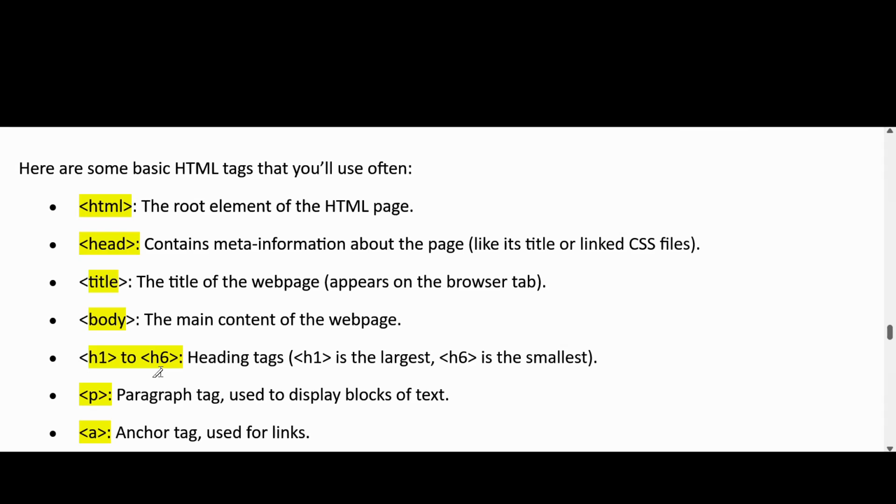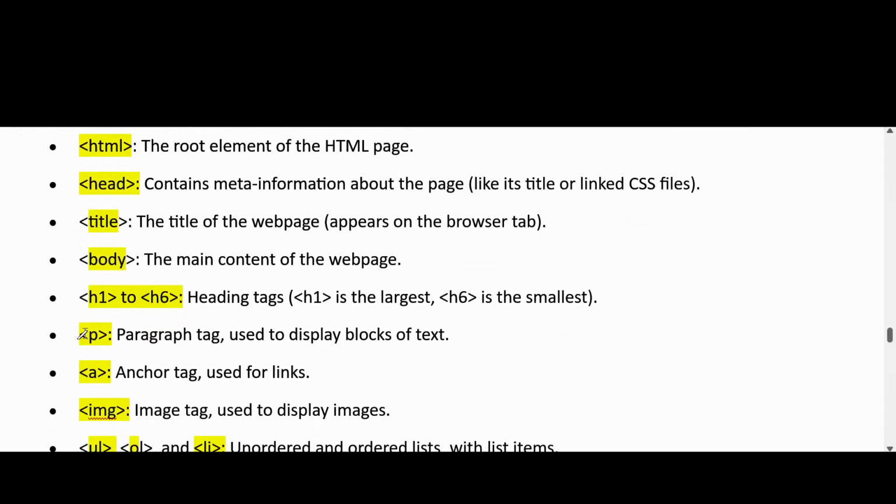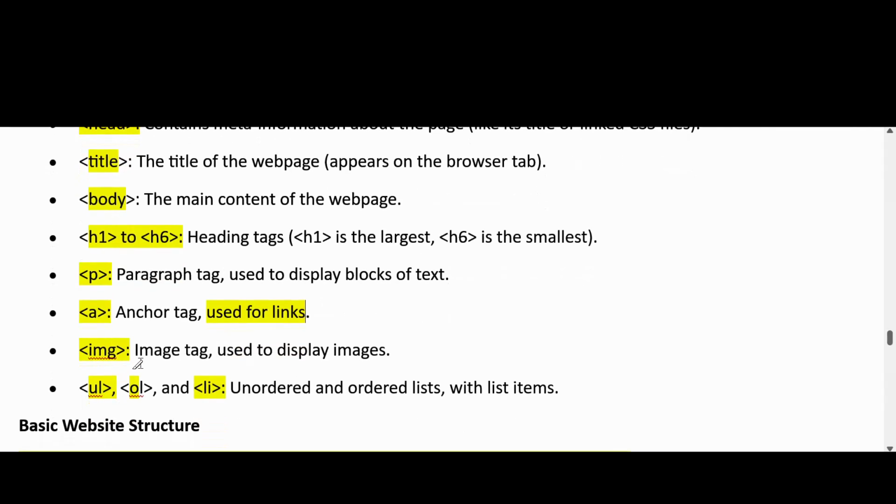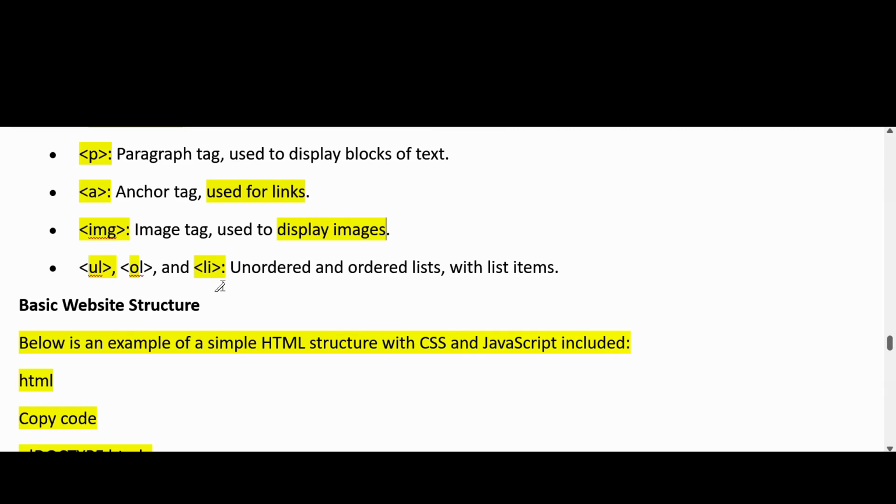H1 to H6 are the heading tags. As H1 increases to H2, H3, the font size of the text decreases. Your first heading will be within the H1 tag, then it follows. This is a paragraph tag that's used to display a block of text. This is the anchor tag used for links. We have the image tag that is used to display images. We have the UL, OL and the LI, that's the unordered and ordered list with the list items.